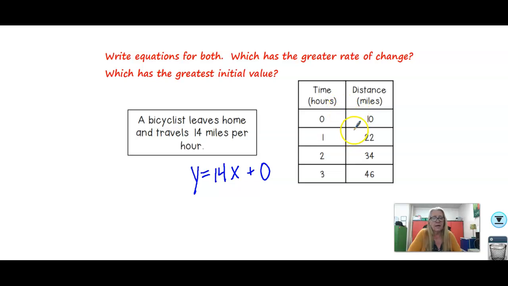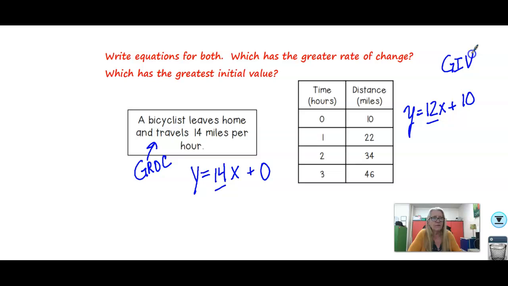Over here, we have how fast is this one going? In 1 hour, they traveled 12 miles. Okay, so this one is traveling 12 miles an hour, and the initial value was 10. Whatever y is when x is 0, that's your initial value. Which one has the greater rate of change? Which number is bigger, 14 or 12? This one has the greater rate of change. Which one has the greater initial value? This one does. Greater initial value goes to the table.